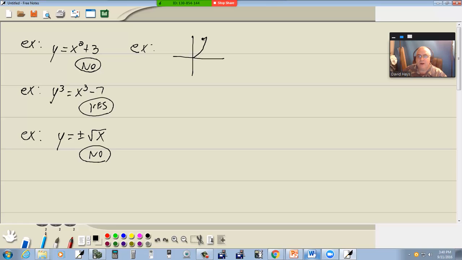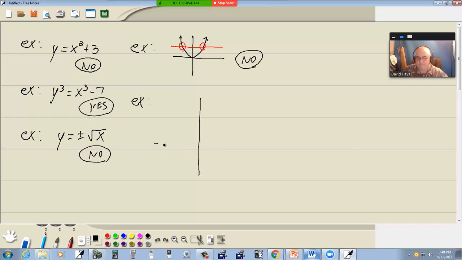This is the graph of y is equal to x squared. And the question becomes, can we drop a horizontal line somewhere that intersects at 2 or more places? Well, if I put one here, it'll intersect at 2 or more places. So the answer to this one is no, it's not a one-to-one function.